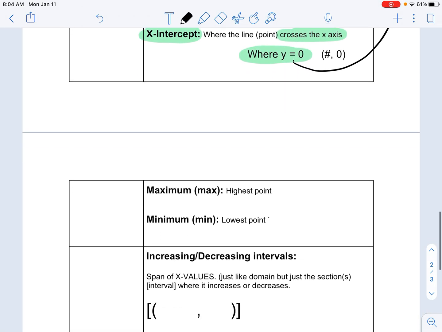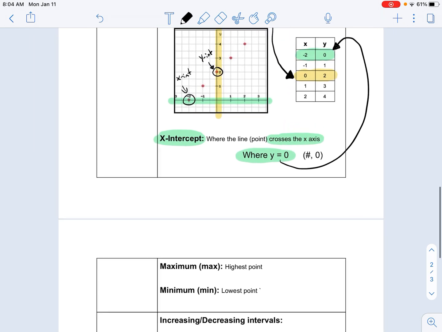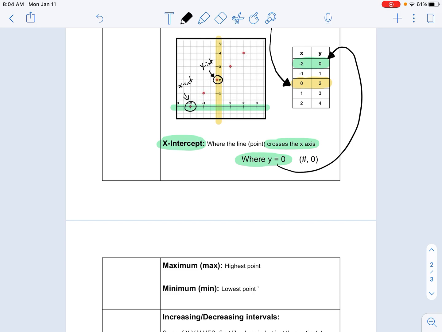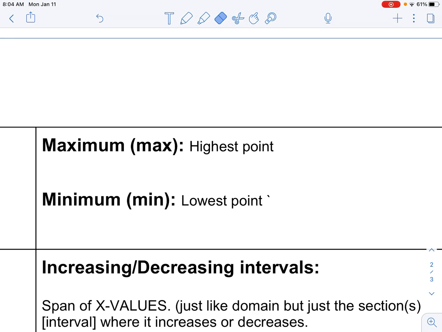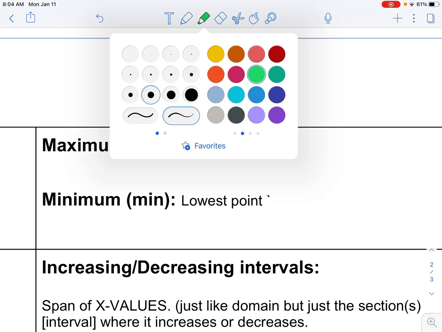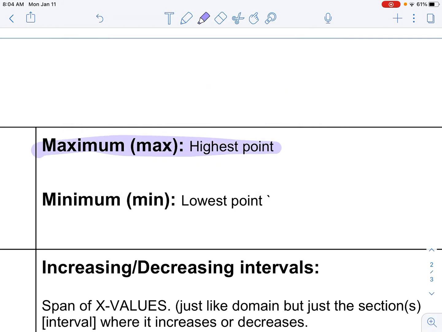Okay? So the maximum and the minimum refer to your y. It's based on the highest and lowest points. So you're looking for the highest and the lowest. And you can use your range to find that, or use the maximum and the minimum to help you find your range. So we have our highest point and our lowest point.